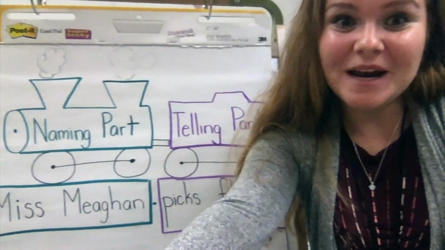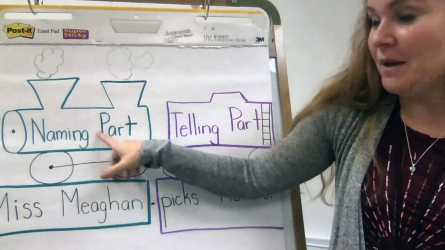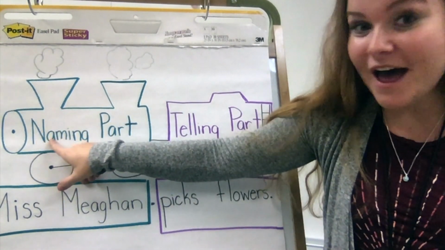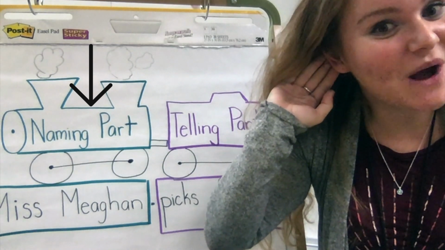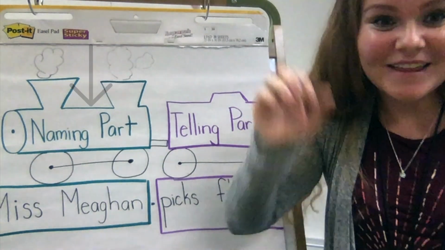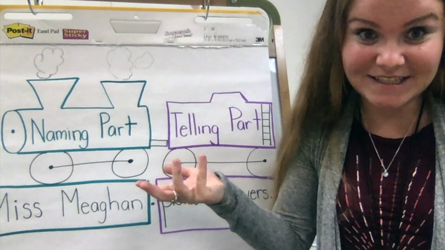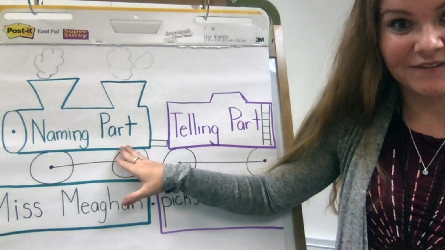Okay, so when I'm thinking about my sentence, like I'm thinking about a train, the front part, or the engine of my sentence, is what we would call the, go ahead and say it if you know it. That's right, the naming part. That is the beginning of my sentence. It's the engine of my sentence, the naming part.